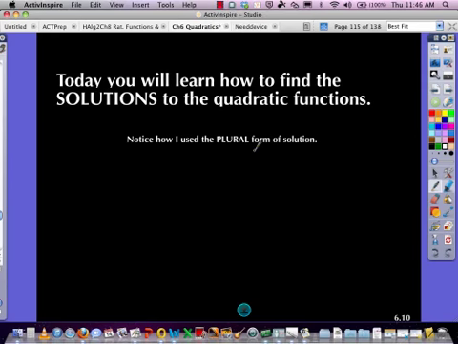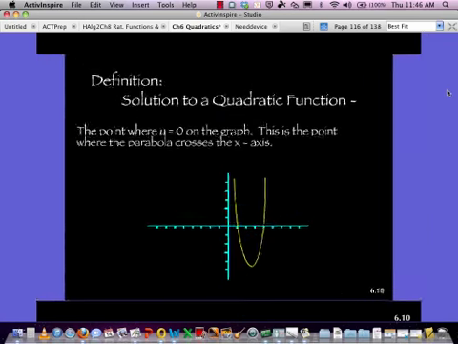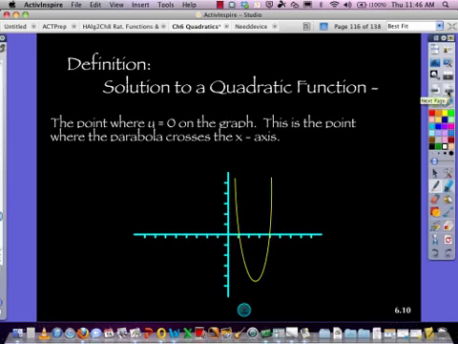So obviously when we say plural, we're looking at could it be 1? Could it be more than 1? Could it be 2, 3, 4? And we've done enough of these, so we're going to ask you to draw some conclusions. But here we go, starting with a solution to a quadratic, the point where y equals 0 on the graph. This is the point where the parabola crosses the x-axis. So on this one, you'd be looking at 2 places where the graph crosses the x-axis. So that's what we're talking about when we say the solutions.